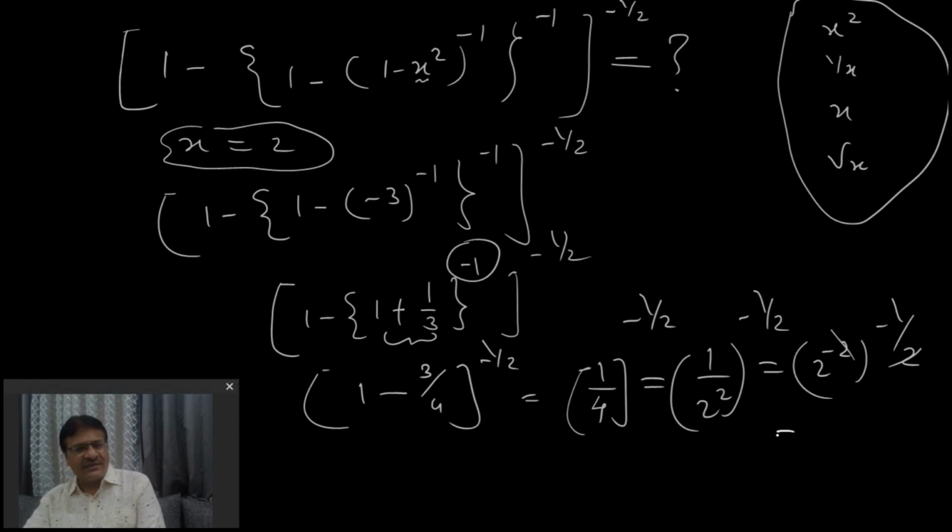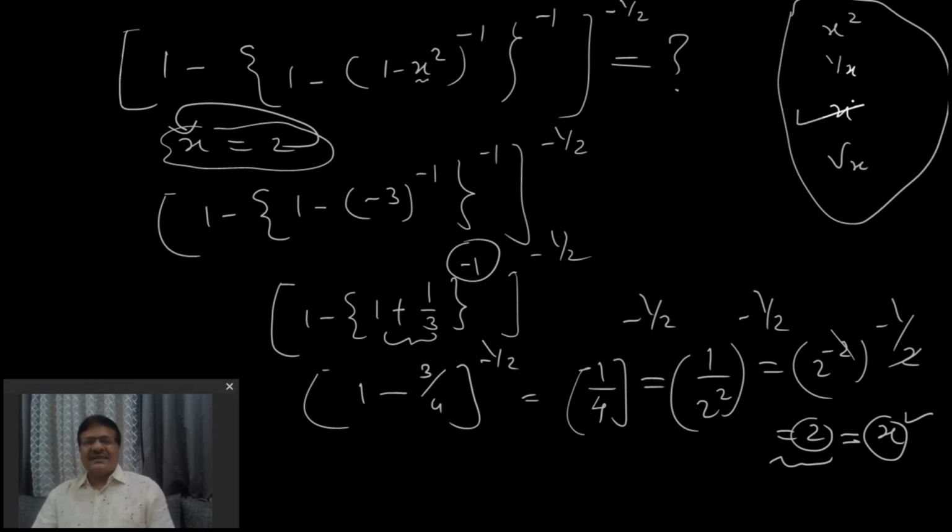This 2 cancels with this 2. What do I get? 2. My answer is 2. But what is 2? 2 is my x. This is a temporary adjustment. So my answer is x. This one. Is that clear? So this way intelligently we can handle the situations. So you can take some small numbers and you can manage the things. Now look here.